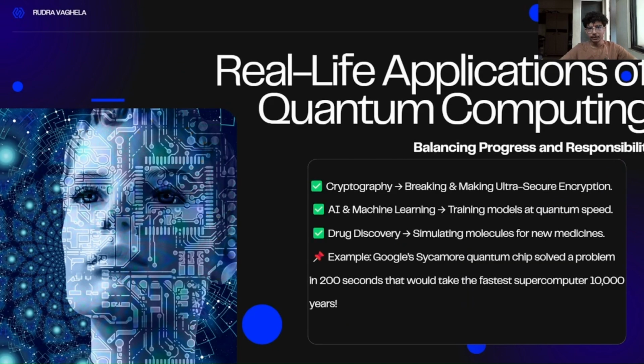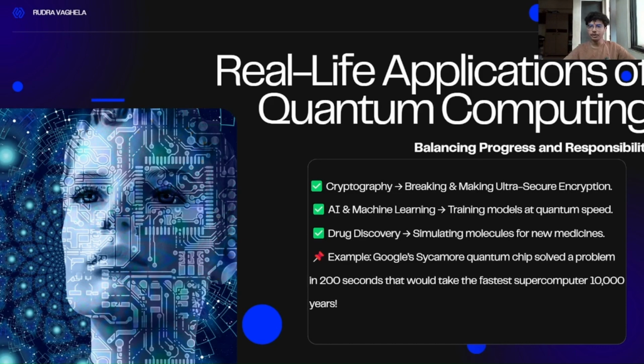while real-life applications of quantum computing include balancing progress and responsibility. Cryptography: breaking and making ultra secure encryption. AI and machine learning: training models at quantum speed. Drug discovery: simulating molecules for new medicines.